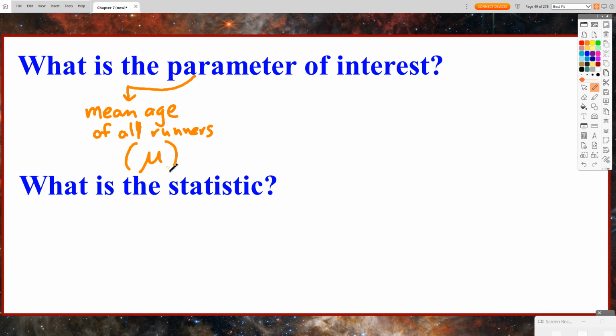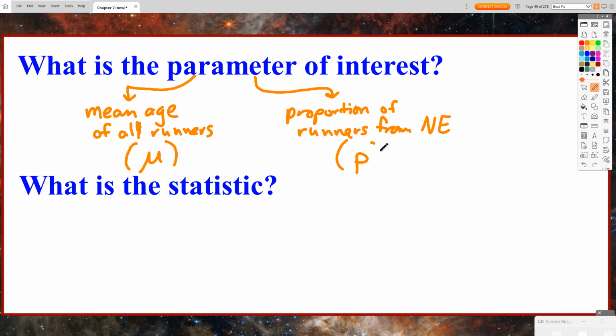Specifically, that was mu. We're wanting to know, what is mu? What is the mean age of all these runners? But we also had a second question that we wanted to explore, and that was the proportion of runners from Nebraska. And that was our population proportion, lowercase p. Now you might ask, can we use capital P? It has to be lowercase p. Capital P represented probability back in first semester.